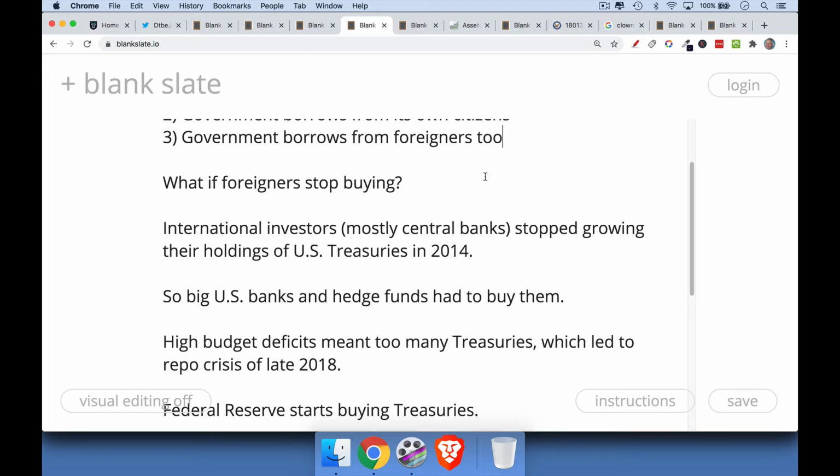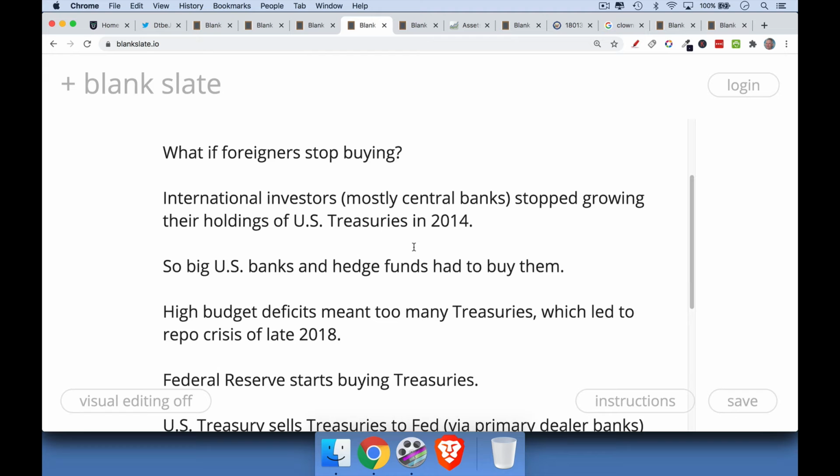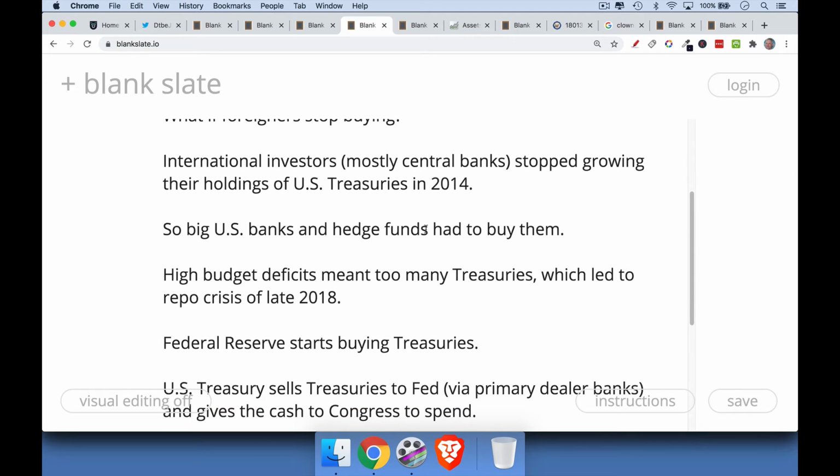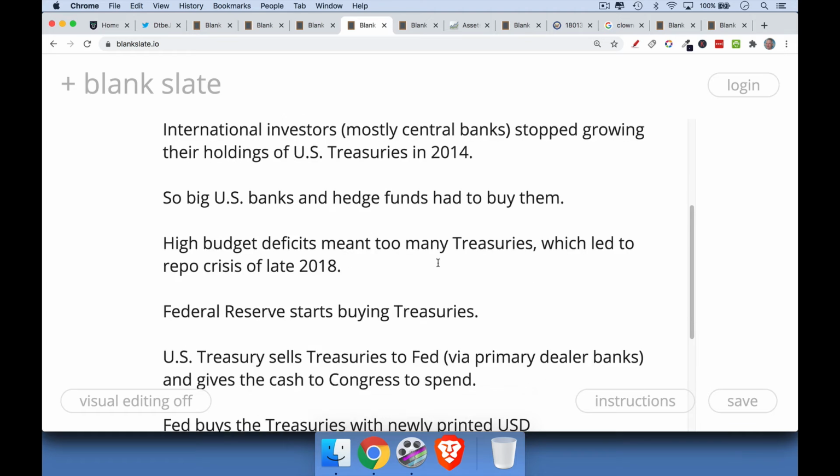I've talked about that in other videos, but what it basically meant was we had to rely on the buyer of last resort, which was the U.S. Central Bank, also called the Federal Reserve. So in late 2018, they stopped shrinking their balance sheet. They actually started printing dollars and buying U.S. Treasuries. This is the central bank buying U.S. Treasuries from the federal government.